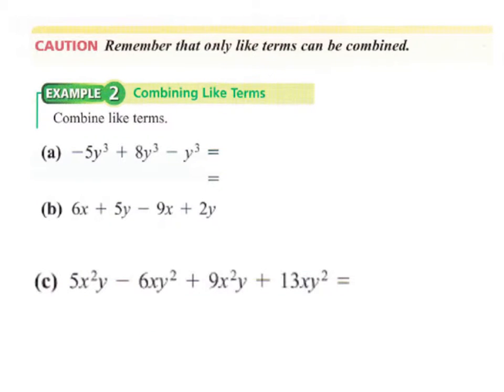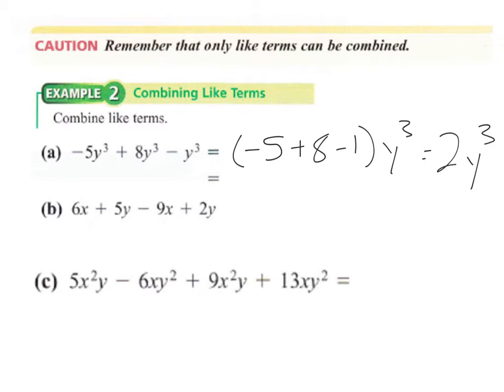Next we want to combine like terms. Key here, only like terms can be combined. For this first example, negative 5y cubed plus 8y cubed minus y cubed. Again, we're really adding the negative 5, the 8, and then taking the 1 away. That's how many y cubed we really have. So we end up with a 2y cubed for that one.